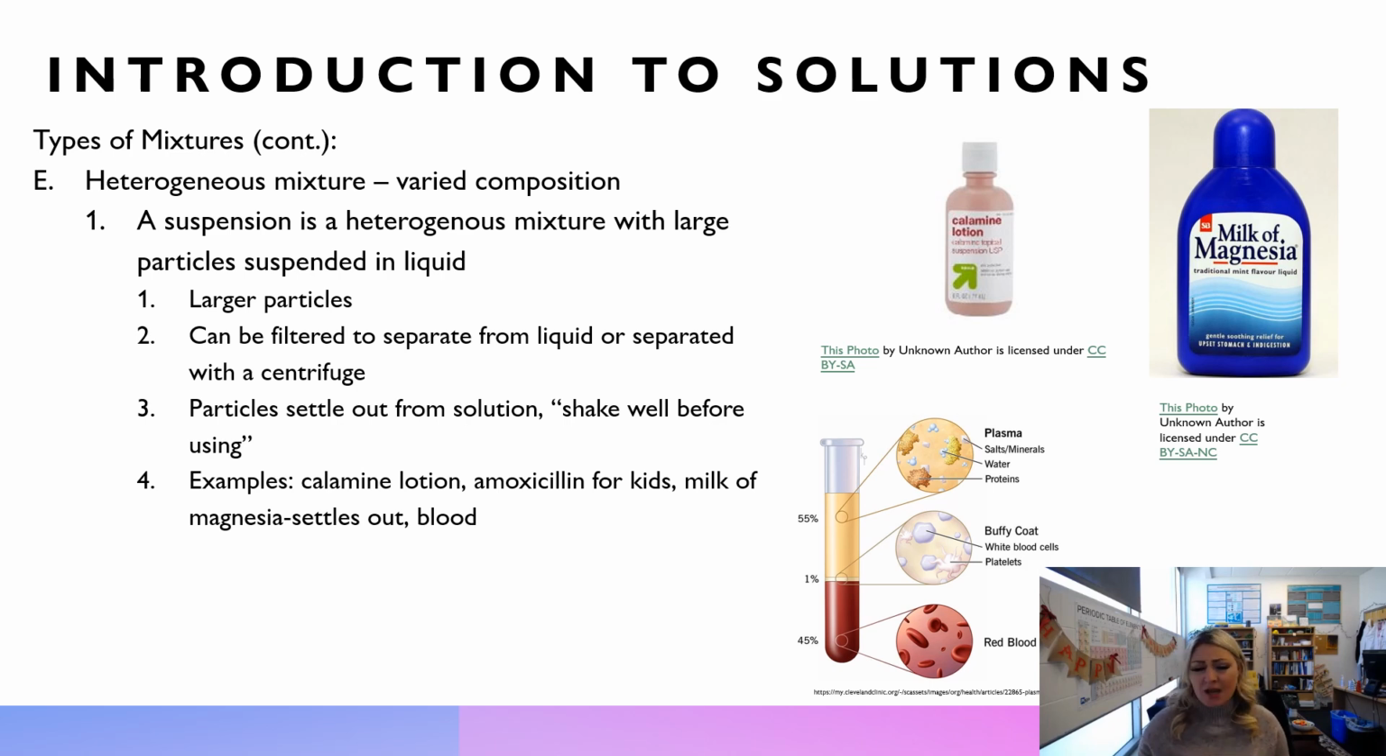Blood is another example of a suspension that we don't usually think about as being a suspension, but it does have larger particles. It has plasma, which is your salts, water, and proteins. It has white blood cells and platelets, as well as red blood cells. And if we were to spin that in a centrifuge, we would wind up with a tube of blood that looks just like what you're seeing in this image, where your heavier cells are towards the bottom and then your plasma is at the top, your lighter part. You can separate them that way.